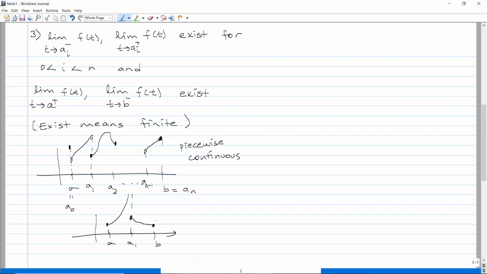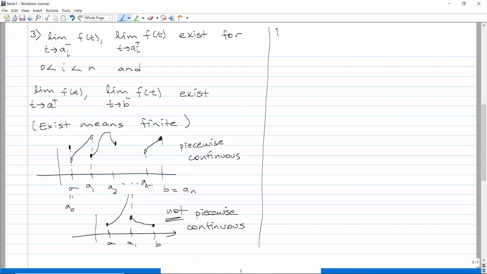So something like this wouldn't be piecewise continuous because at the point A1, at the middle point, it is not continuous, and it doesn't have a left limit at the point A1. So this is not piecewise continuous. We don't want our function to become unbounded. It has to stay bounded. So at the points A0, A1, A2, it may only have jump discontinuities.